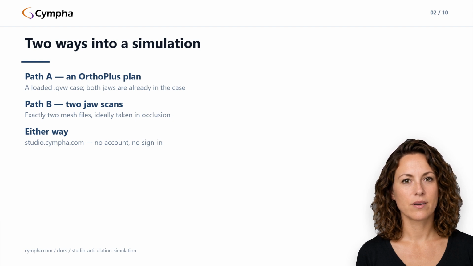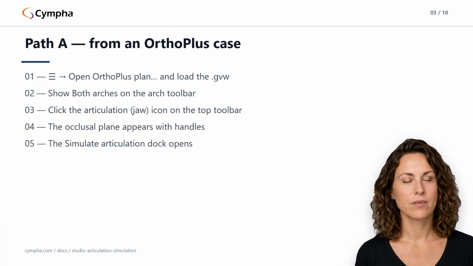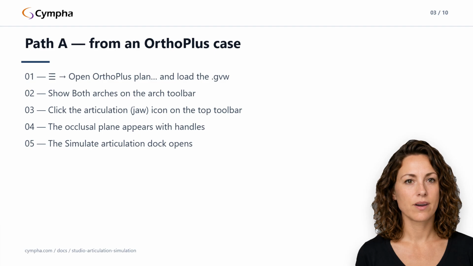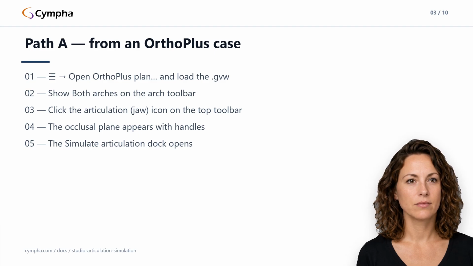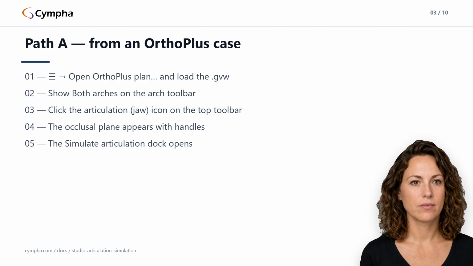Studio prepares the session. It merges the upper and lower tooth surfaces and computes a default occlusal reference plane, which appears in the view as a translucent rectangle with a normal arrow and drag handles. The Simulate Articulation dock opens alongside, holding the graph, a lateral limit field in millimeters, and run and stop buttons.